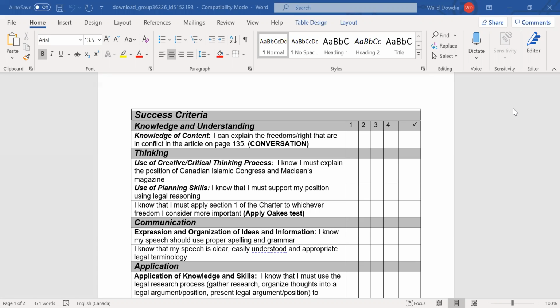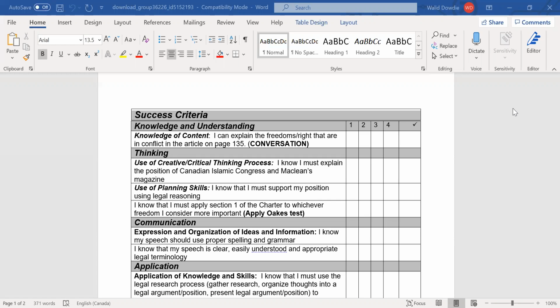I know that I must apply Section 1 of the Charter to whichever freedom I consider to be more important. Apply the Oakes test. This simply means that if you're talking about fundamental freedoms, you have to ask the three questions of the Oakes test. If in your analysis at any time you felt any of the questions on the Oakes test failed, the Oakes test fails. The Oakes test only passes if each question that you answer is yes. Okay.